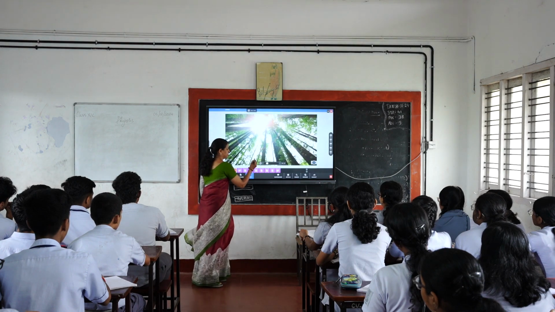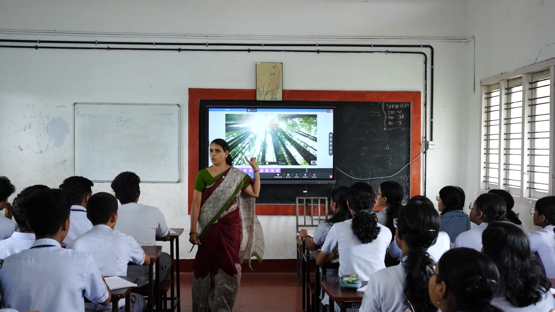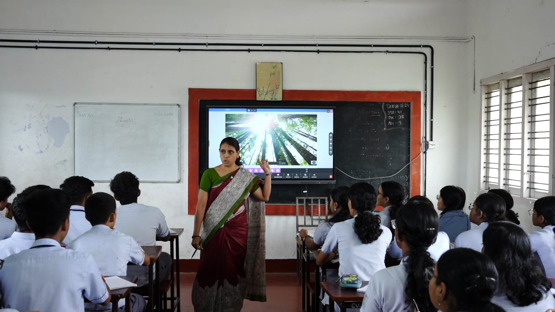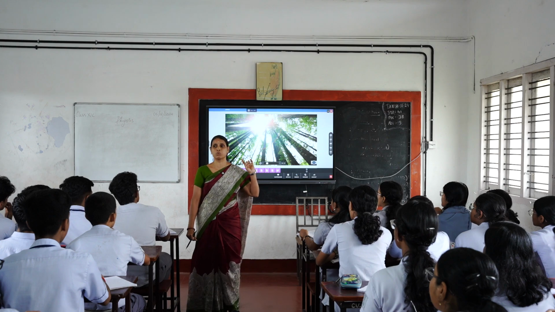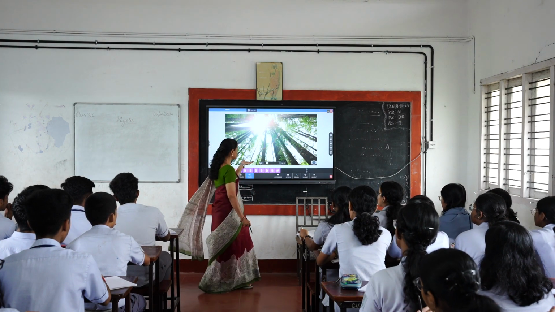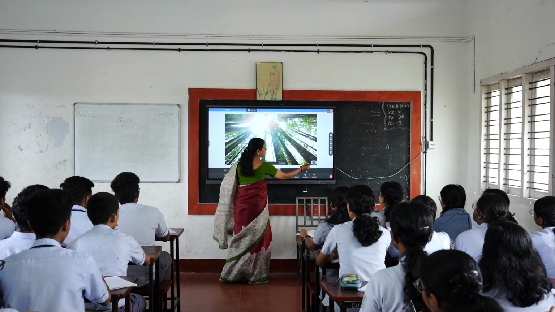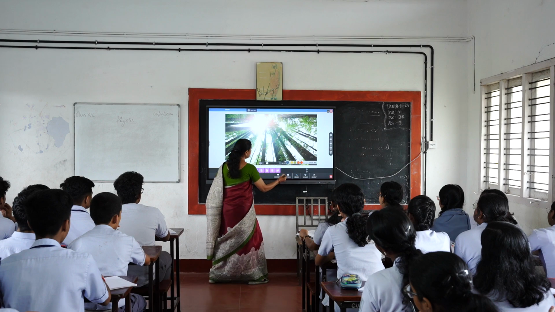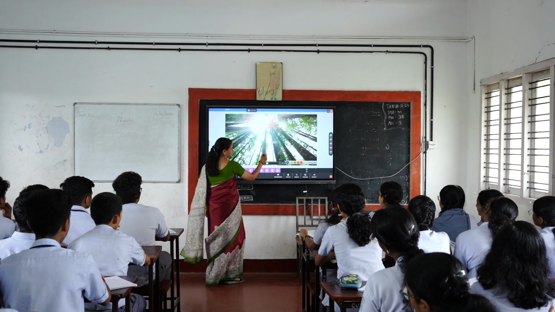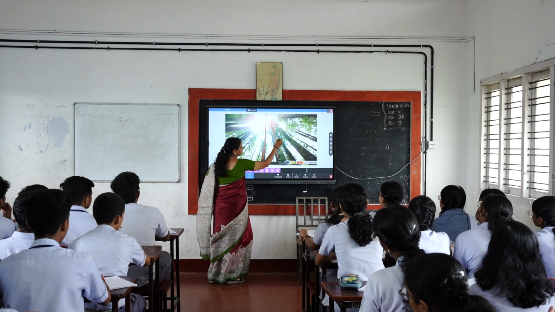But think about the trees. These trees are very, very tall, right? And they grow. For their growth, what is required? Water is required. And from where do they get the water? From the soil. Okay? That means the water has to move from here to the tip. So this water is flowing like this.